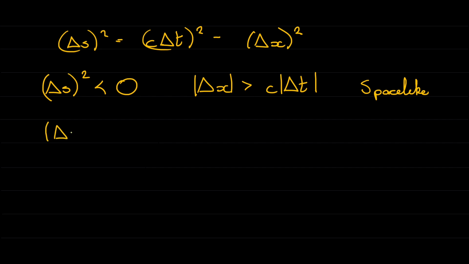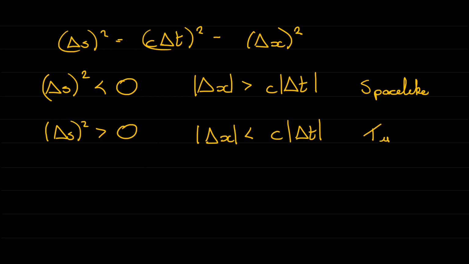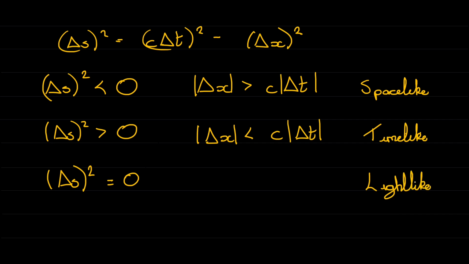The other case is then delta S squared is larger than 0, in which case delta x is less than c delta t. We call this time-like separation. In this case, light could have travelled between the two events. We can also define the intermediate boundary case where delta S squared is equal to 0. We call this light-like, or sometimes null. And we can just really think of this as being the boundary between these two other cases. So the separation between the two events in space was exactly right, so that light could just have got from one event to the other event in the time interval between the two events.